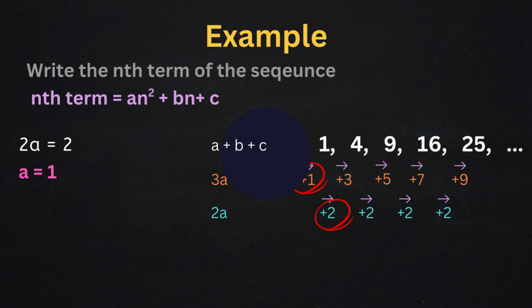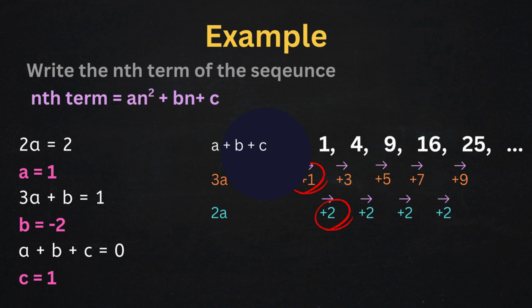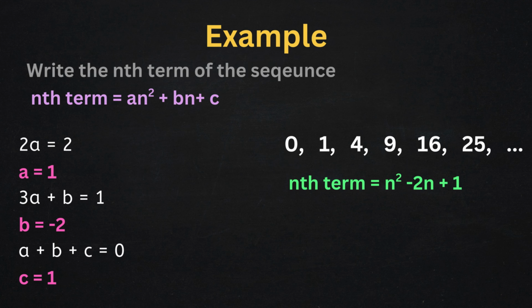2a equals 2, where a comes out to be 1, then 3a plus b equals 1, and again by solving it, we get b equals minus 2, and from a plus b plus c equals 0, and putting the value of a and b, we get c equals 1. Eventually, we end up with n squared minus 2n plus 1, which is equivalent to (n minus 1) whole squared. See, such a long process, and we end up with the same answer.